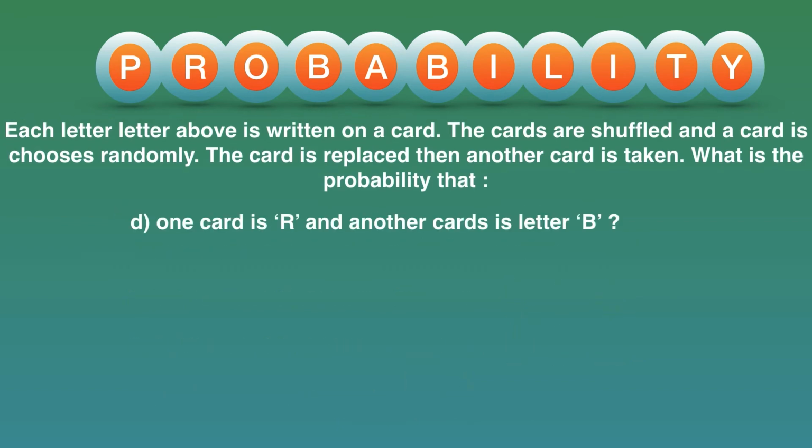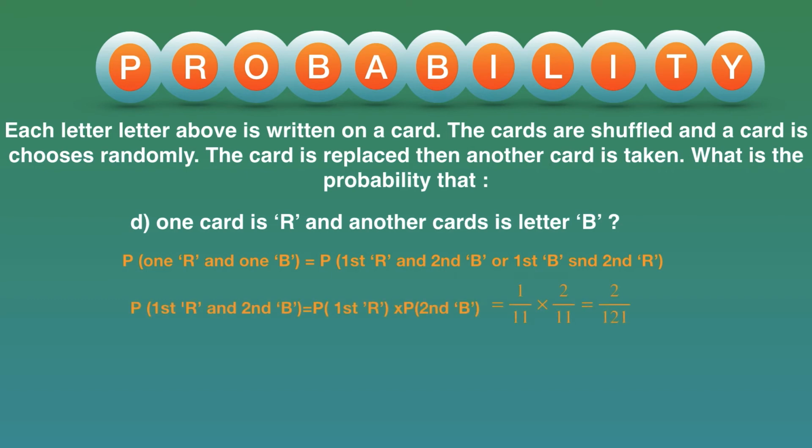In part D, we are asked to find one card with letter R and another one with letter B. Since there is only one letter R out of 11 cards, the probability of getting letter R is therefore 1 over 11. Similarly, there are 2 letter B's in the word probability, so the probability of getting the letter B is 2 out of 11. You can get the letter R and B in 2 different ways. You can get either R first and B second, or B first and R second.